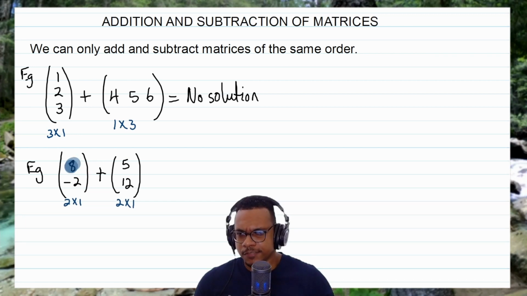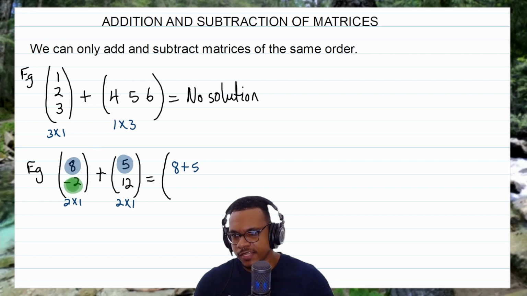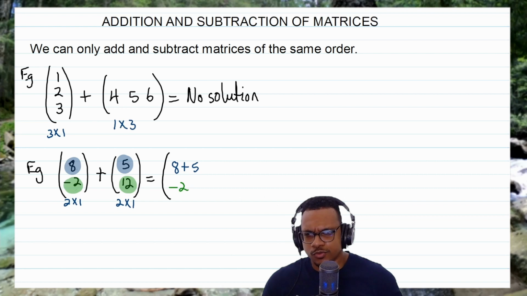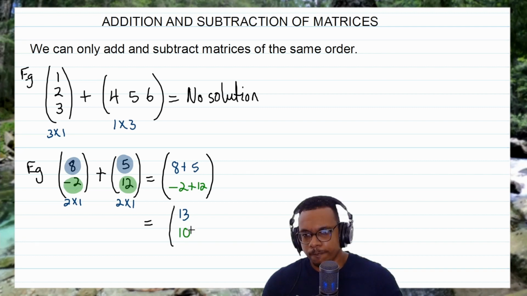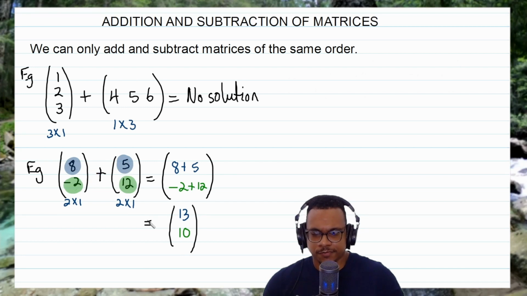So what we look at is the first position here would line up with this position here. So what we'll get is 8 plus 5. And this position down here, the -2, would line up with this 12, and we'll get -2 plus 12. So now we'll just work out that. 8 plus 5 is 13, and we have -2 plus 12, which will be positive 10. And this will be your answer for adding these two matrices.